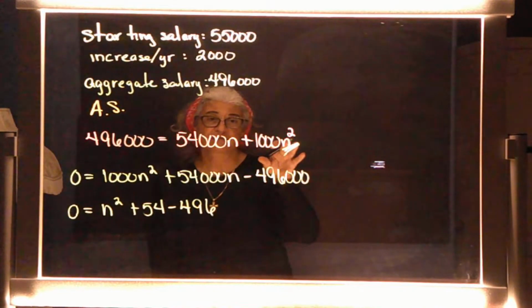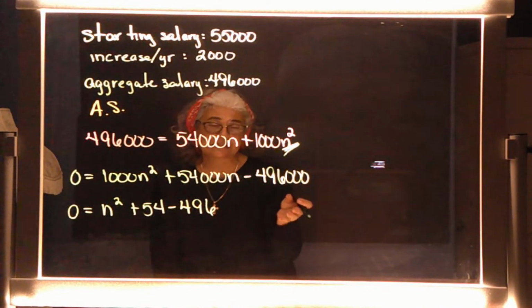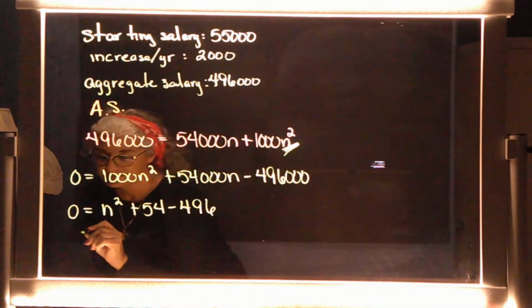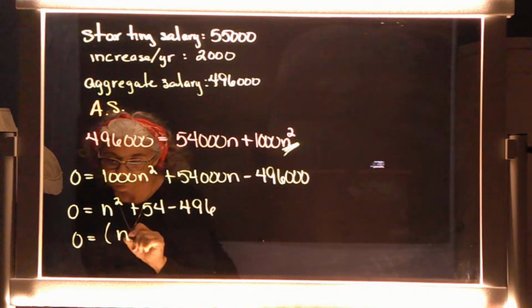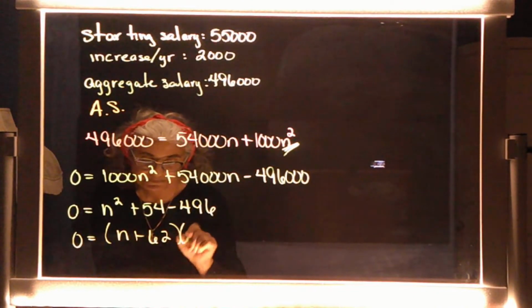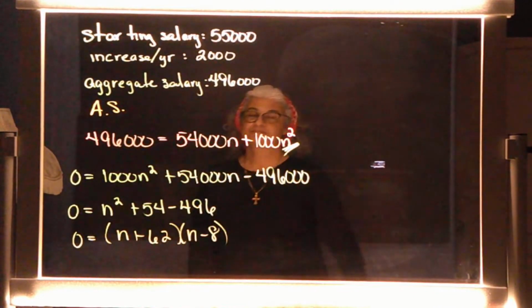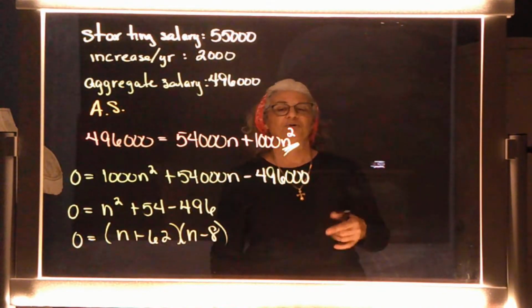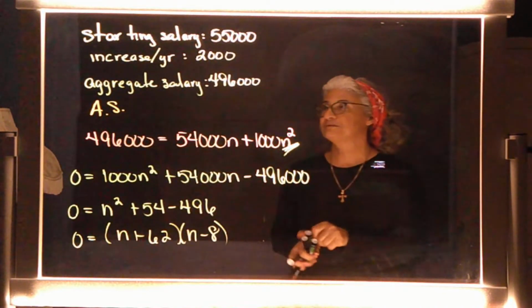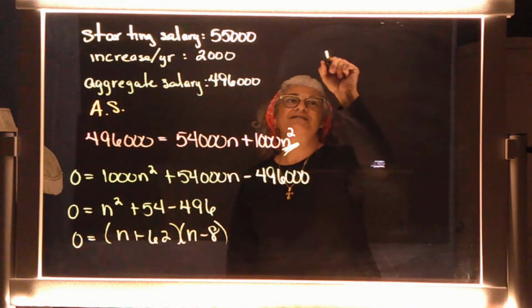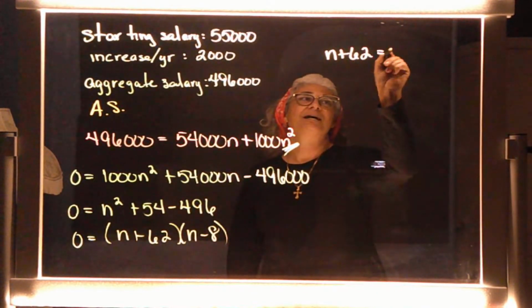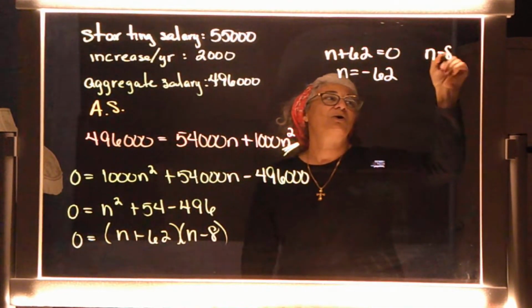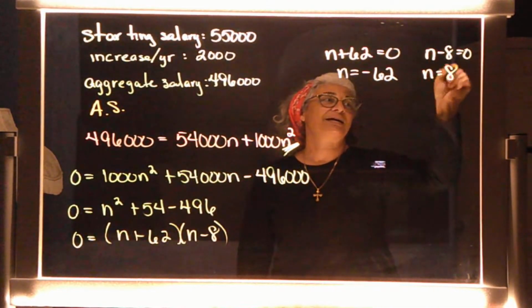Now I factored it. You guys can use the quadratic formula, pause the tape, see about factoring it before you see mine. Okay, this is what I got when I factored it. Did we agree? Or if you use the quadratic formula? Okay, so that means each parenthesis gets set to 0 and solved. So I get n equals negative 62, or I get n equals 8.